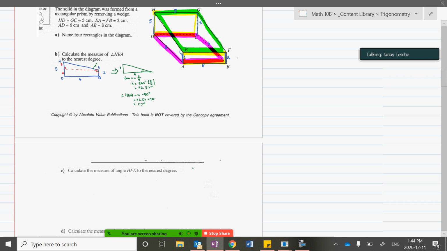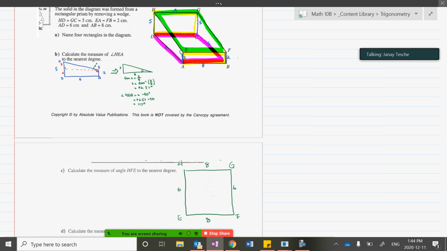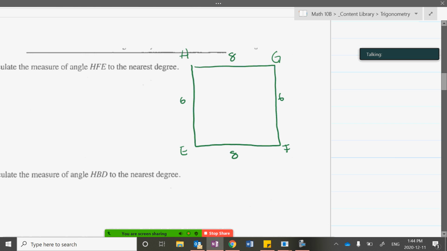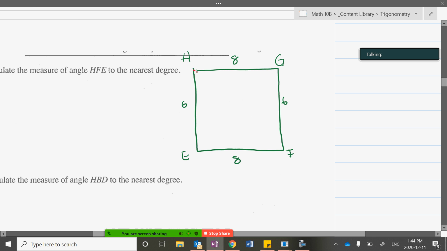So if I think of like the top of my ramp, I have HG, this is 8, EF, 8, 6, and 6. So the angle they're asking us for is if I was to draw a diagonal going across here to here. So this is our angle, let's call it Y, just to make our life a little bit easier.